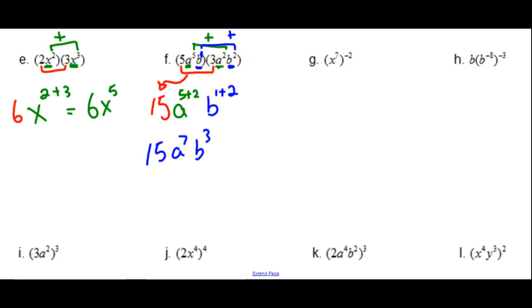Again, hit rewind and go back and rewatch this one again. Next question. We have x to the 7 raised to the negative 2. Now there are a couple ways of doing this. Let's just go using the rules that we just learned. First off, 7 is inside the parentheses, and negative 2 is outside of the parentheses, right? If it's outside of the parentheses, what we're going to do with these two is multiply.